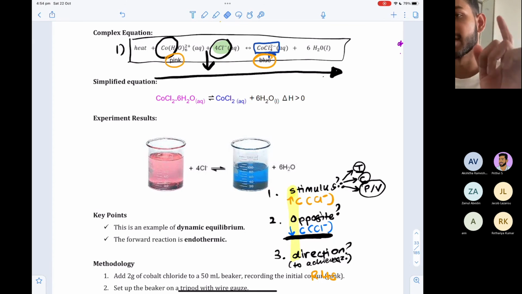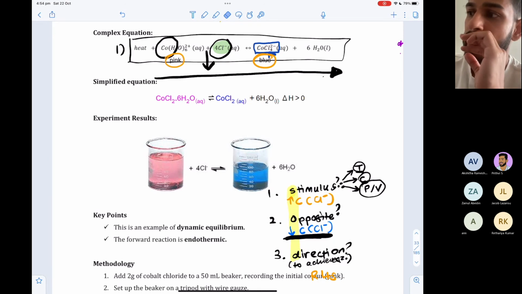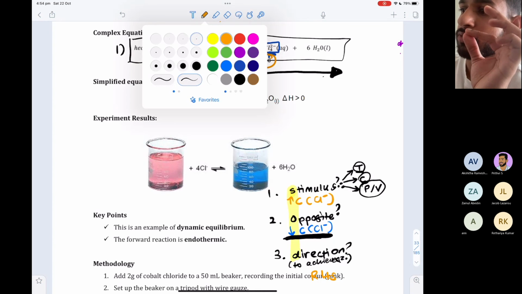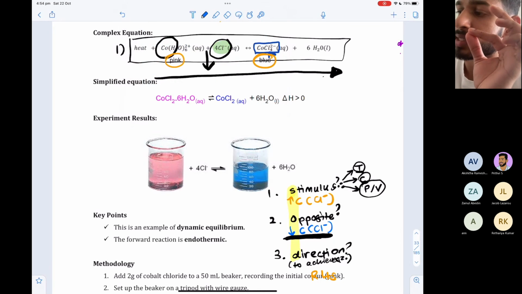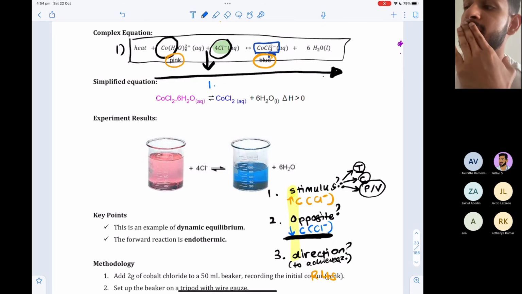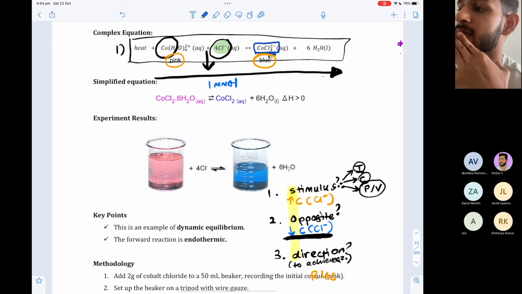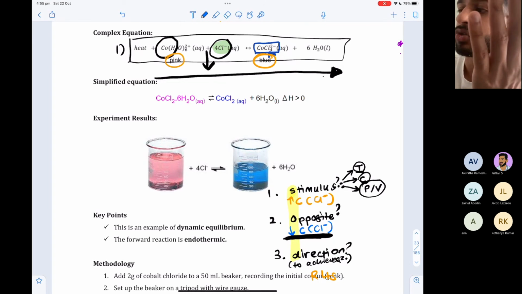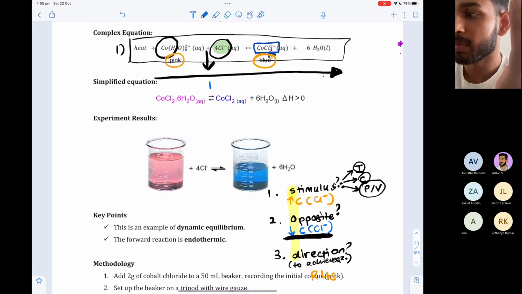Now, here's a final question to test your knowledge. If the initial concentration of chloride ions is, let's say, 1 millimoles per liter. Actually, you don't even need to know that. Let's say I increase the concentration of chloride ions by 1 mole per liter.